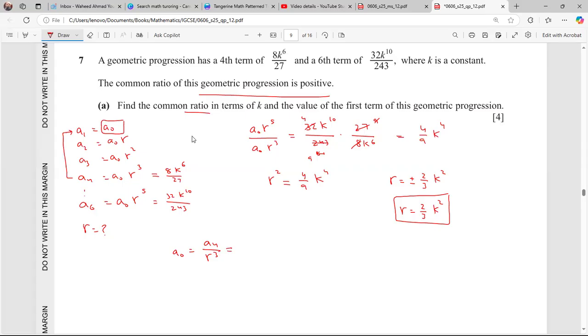Now a4 was given as 8k power 6 over 27, right? And I have to divide by r3. What is r power 3? It is 8 over 27 and k power 6. So it's the same thing. I have to divide this by the same expression, 8 over 27 k power 6. So a0 is equal to 1. Okay, so this is my second answer here. We found both things.